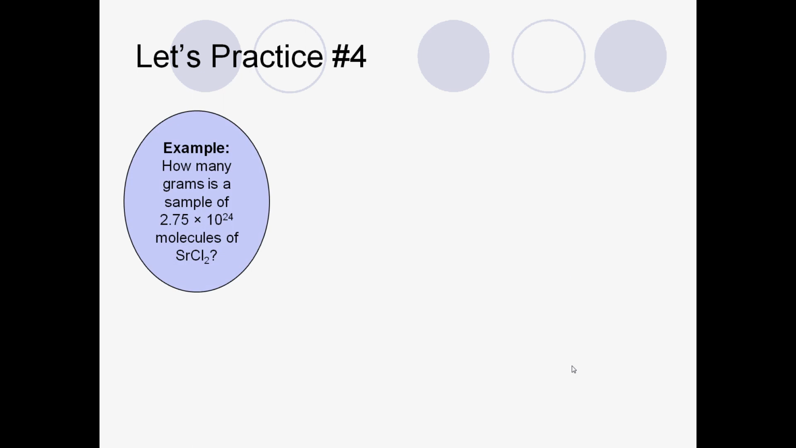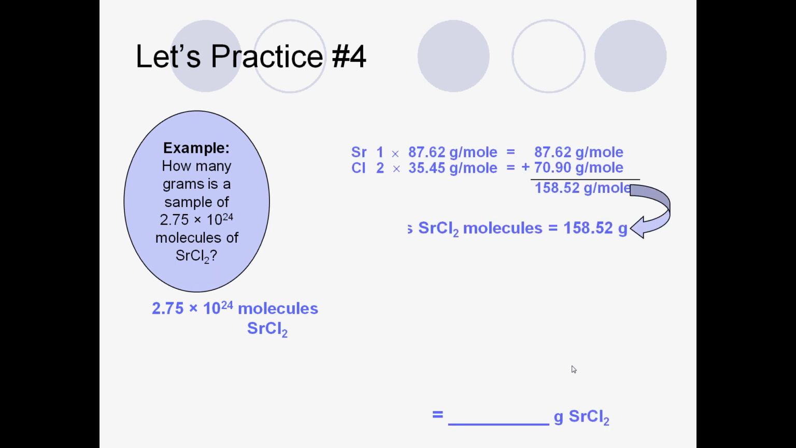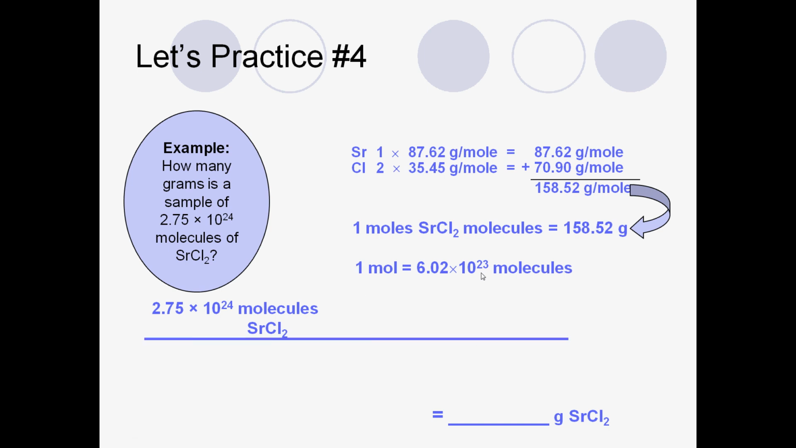Last example, how many grams is in a sample of 2.75 times 10 to the 24th molecules? So now we're in molecules. Again, molecules relate to moles, so we have to do that step first. So here our 1 mole is equal to Avogadro's number of molecules. Molecules have to go on the bottom so they cancel out. We know 1 mole is equal to Avogadro's number here. And then we move on.